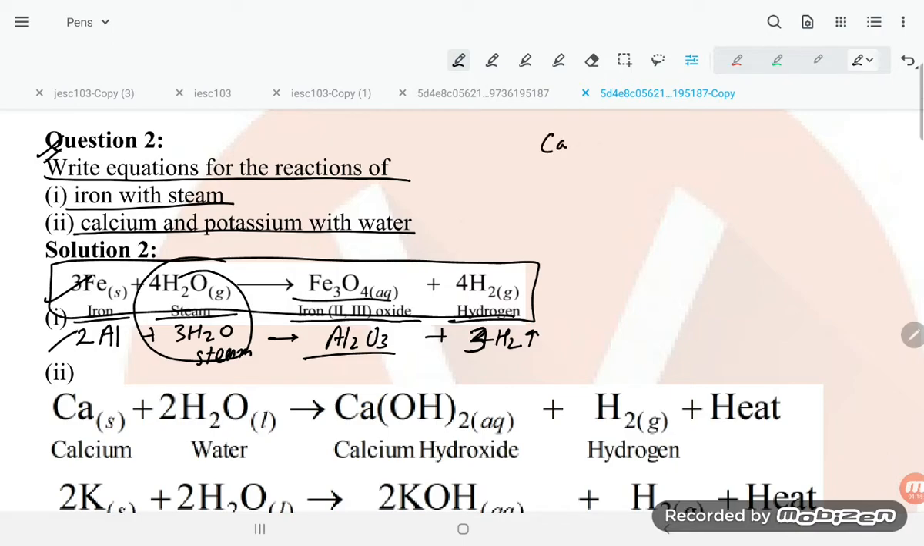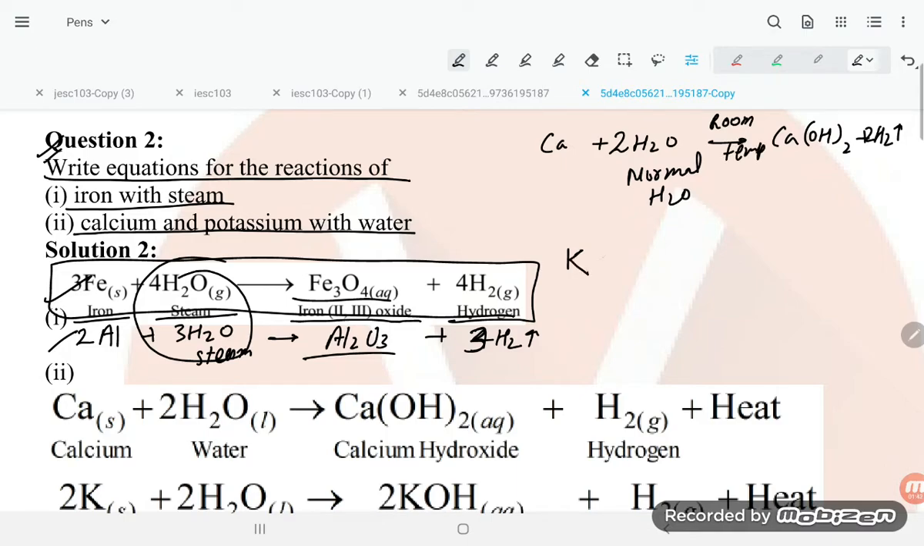So calcium reacting with H2O, this is the normal H2O, students, normal H2O. What will it give? Take 2 moles, so it will give calcium hydroxide, and then it will give hydrogen gas, 2 moles of hydrogen gas. Now the next point is potassium. This reaction takes place at room temperature, students, room temperature.